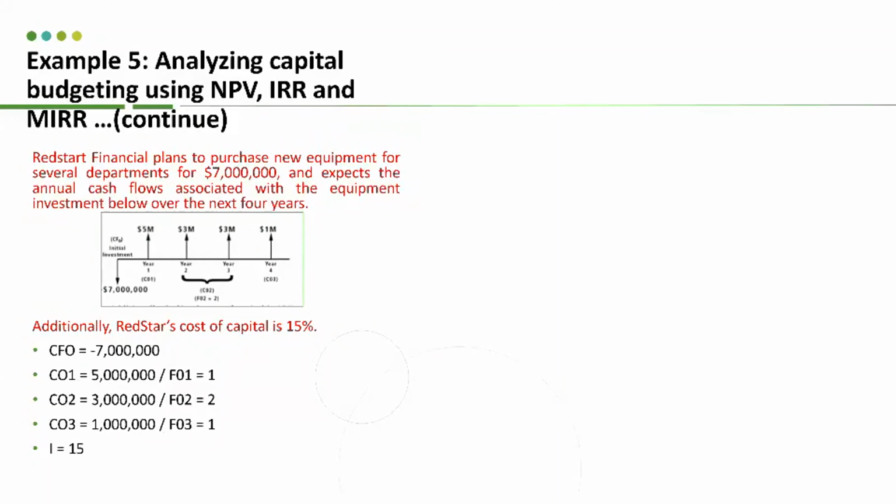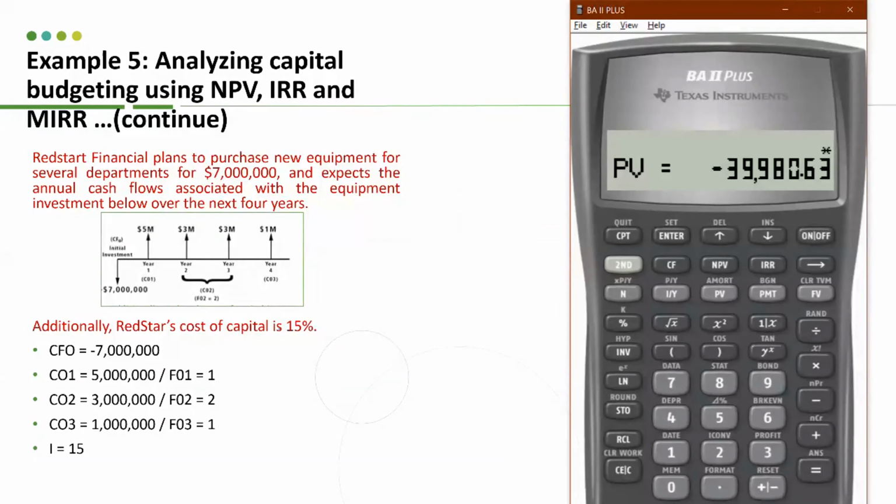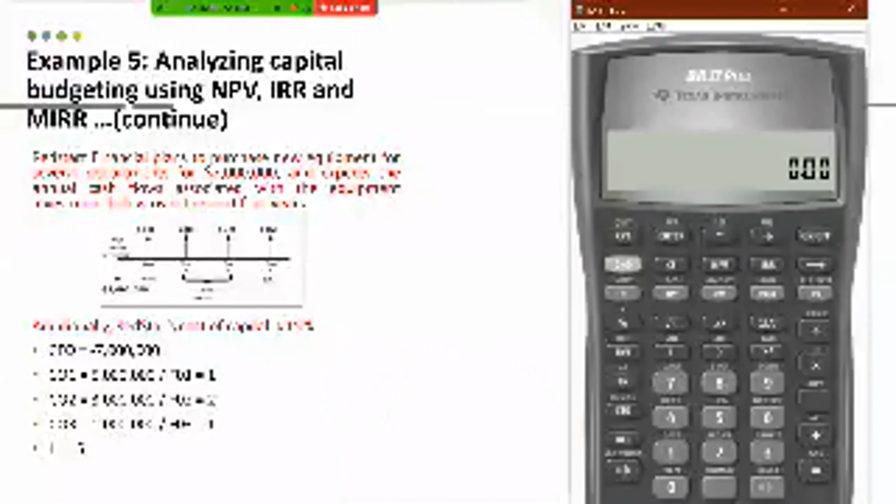So how are you going to calculate NPV, IRR, and also MIRR in the financial calculator? First you need to press the reset button. Second, clear TVM, and then clear. Because we are going to use the cash flow worksheet, we need to reset the worksheet by pressing clear work.